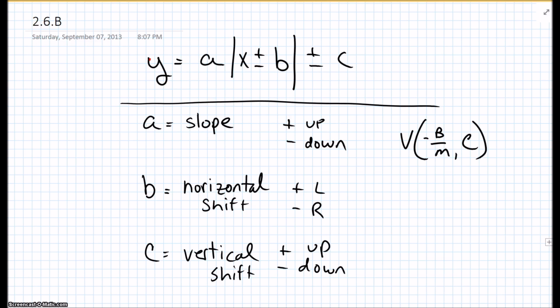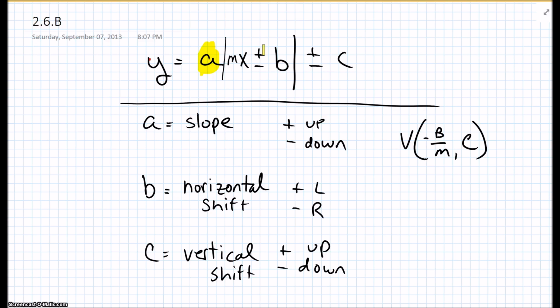Now, this should be in your notes, but if it's not, let's take a minute just to look at this. We could actually put an M right here. So I've got A times the absolute value of mx plus or minus b, closed absolute value sign, plus or minus c. Let's talk through it. The A value is going to give me the slope. If it's positive, the graph's going to open up. If it's negative, it's going to open down.